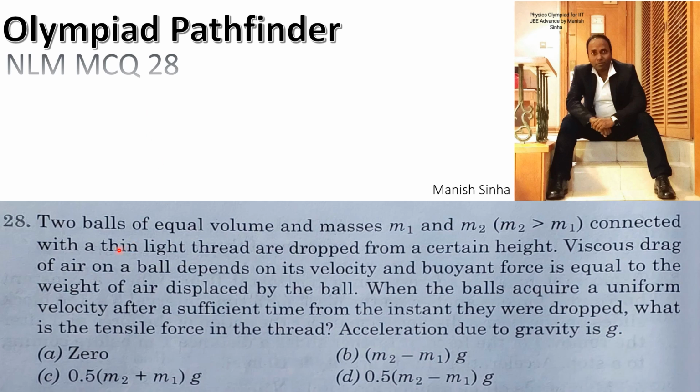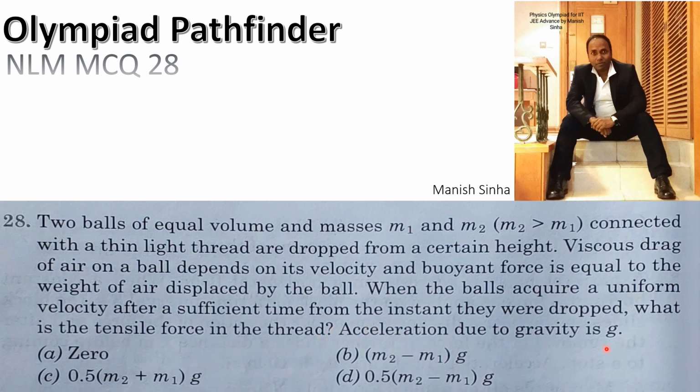In the question it is given two balls of equal volume and masses m1 and m2, where m2 is greater than m1, connected with a thin light thread, are dropped from a certain height. Viscous drag of air on a ball depends on its velocity, and the buoyant force is equal to the weight of air displaced by the ball. So when the balls acquire a uniform velocity after a sufficient time from the instant they were dropped, what is the tensile force in the thread?